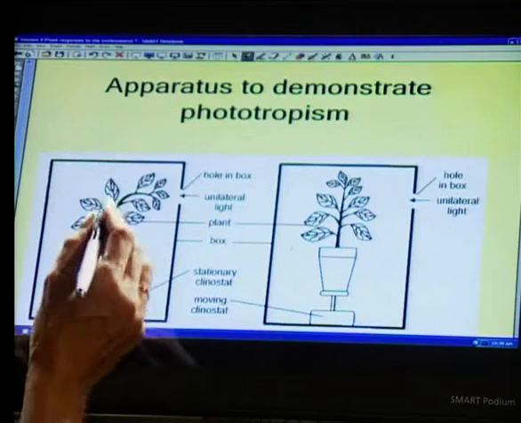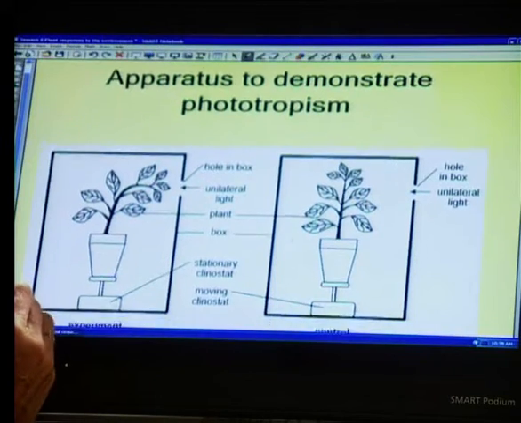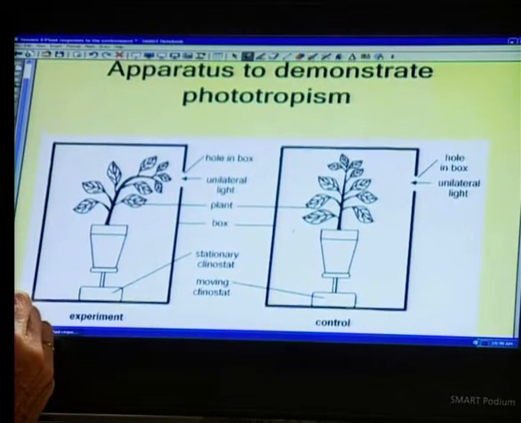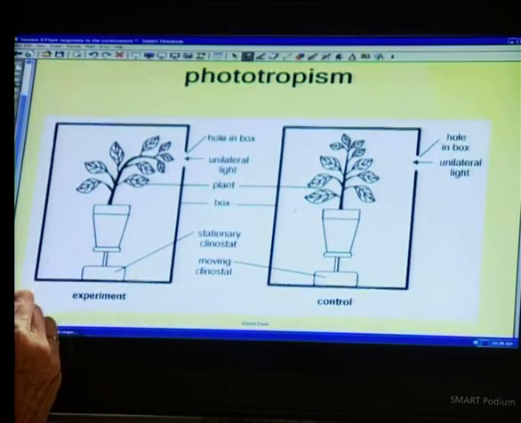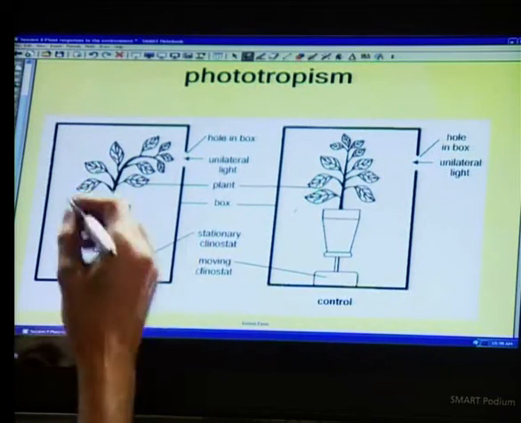So those are all the different types of things you could do in an experiment and that have been done in previous experiments to show that the growth area of a plant is at the tip. In other words, apical dominance. That little tip dominates. The apparatus to demonstrate phototropism. People, you must know this experiment, okay? You've got to know this experiment. So now I'm going to move my slide down so that you can actually see the whole thing.